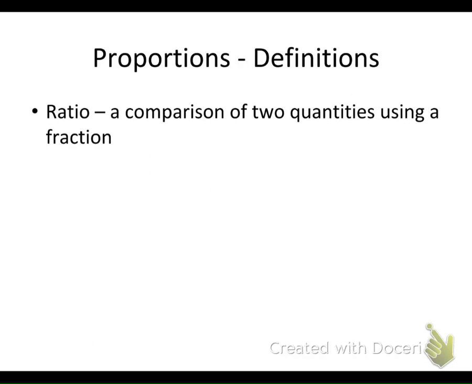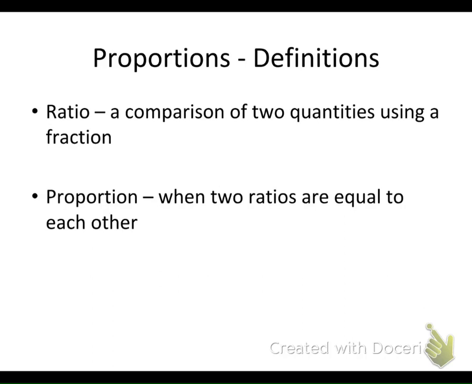So then after ratio, we have proportion. A proportion is basically when two ratios are equal to each other. So a proportion is made up of two equal ratios. So it's not just any random two fractions. They have to be two fractions or two ratios that are equal to one another.